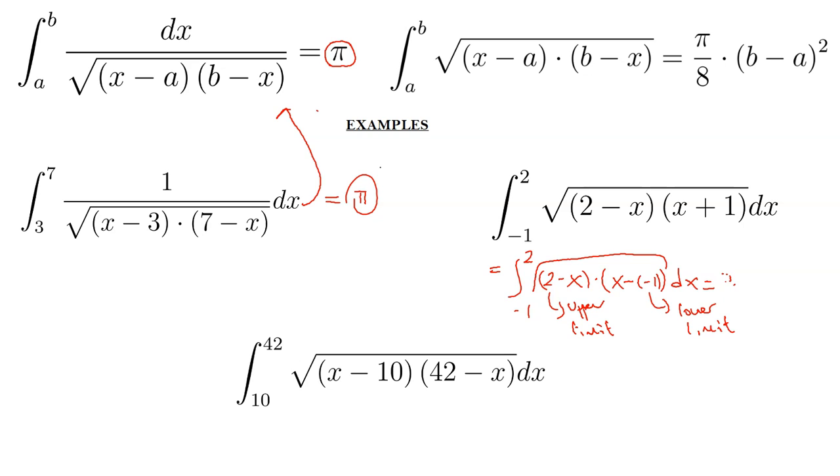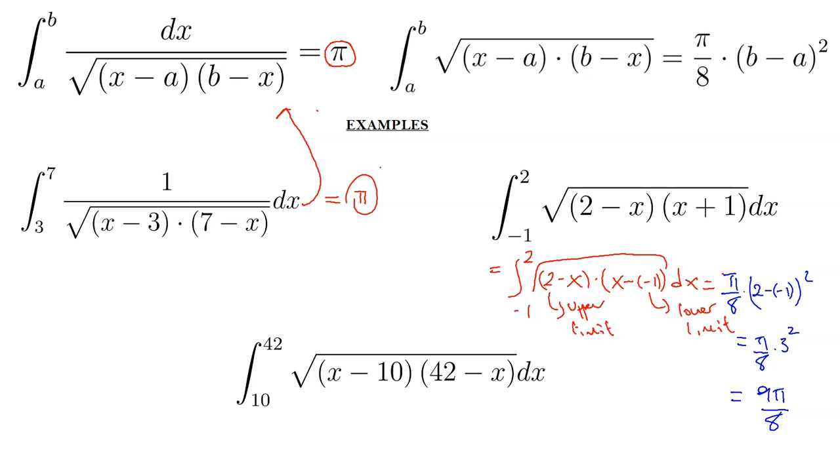So this integral is going to be equal to pi over 8 times (b minus a), which is the upper limit 2 minus the lower limit -1, to the power of 2. So pi over 8 times 3 squared, and the entire thing is going to be equal to 9 pi over 8. That's simple. Can you imagine that? Alright, let's move on to the third problem.